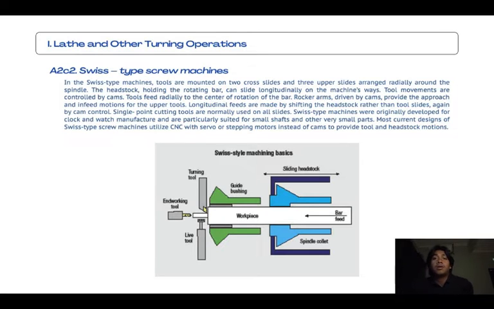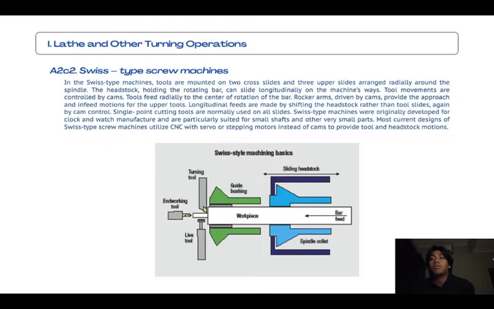Tool movements are controlled by cams. So tools fit radially to the center of rotation of the bar. Rocker arms driven by cams provide the approach and in-depth motions for the upper tools. So feeds are made by shifting the headstock rather than tool slides, and again by cam control. Single point cutting tools are normally used on all slides.